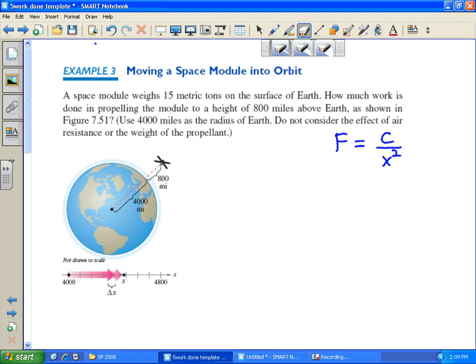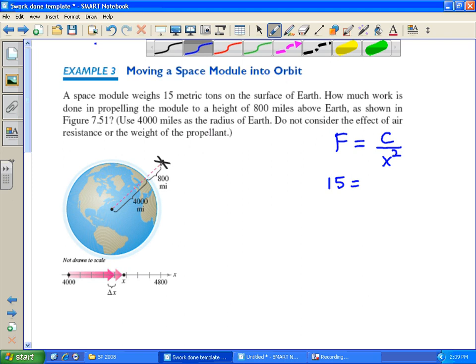Okay. First thing we're going to do, and this will be given to you as F equals C over x squared, is determine the constant C. So we're going to use the given information. They said on the surface of the Earth, the space module weighs 15 metric tons. So we're given that on the surface of the Earth, F is equal to 15. The constant we don't know. But on the surface of the Earth, x, which is the radius of the Earth, is 4,000. So on the surface of the Earth, we're using 4,000 for x.